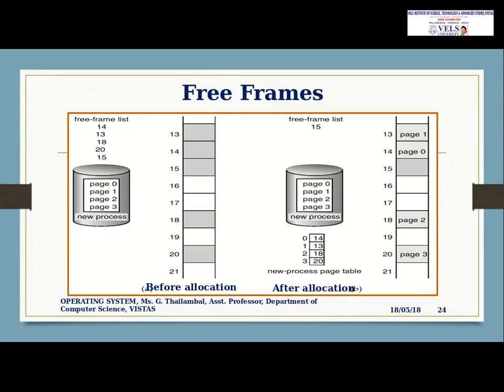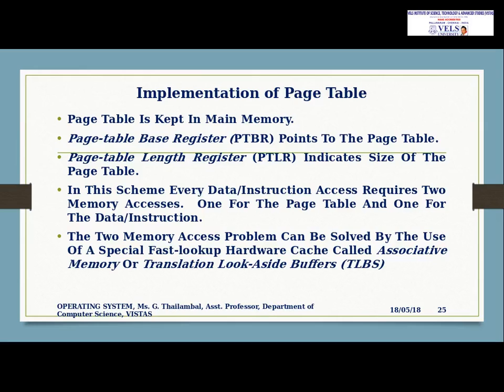Once the pages have been allocated, the free frame list needs to be updated. That means 14 is already allocated now, 13 is allocated, 18 is allocated, and 20 is allocated. So what will be the remaining free frame list after allocation? It has only the 15th frame. Okay, so this is also automatically updated by the operating system.